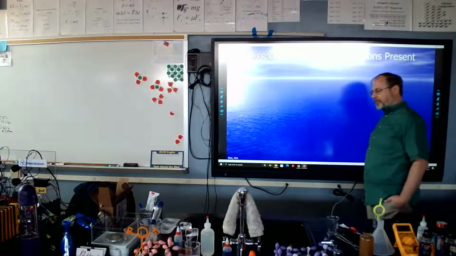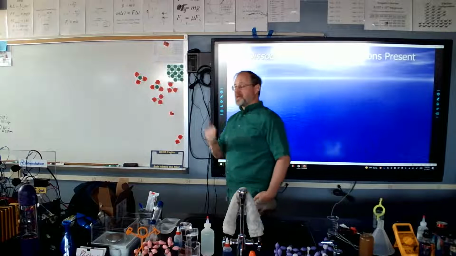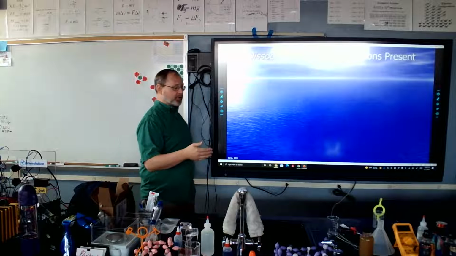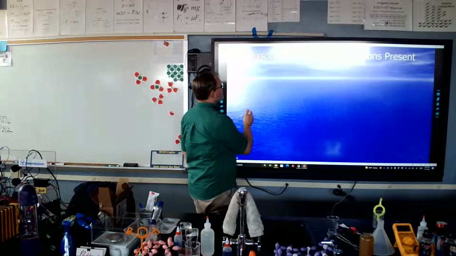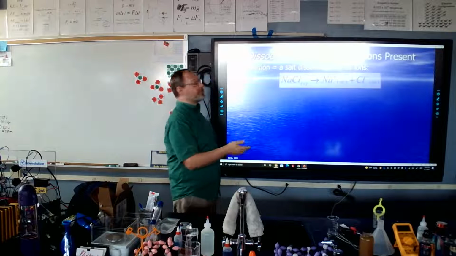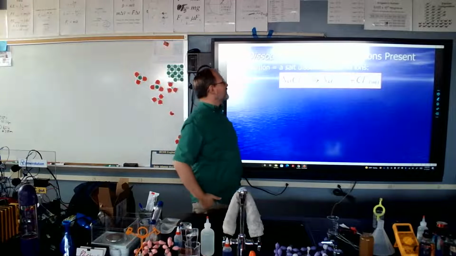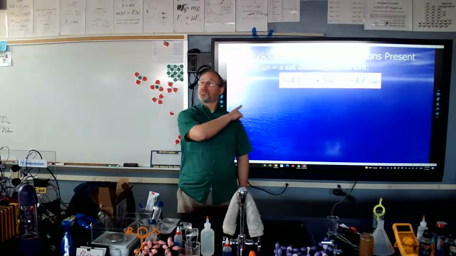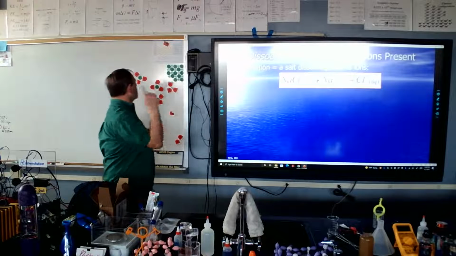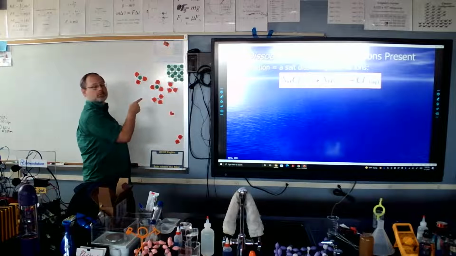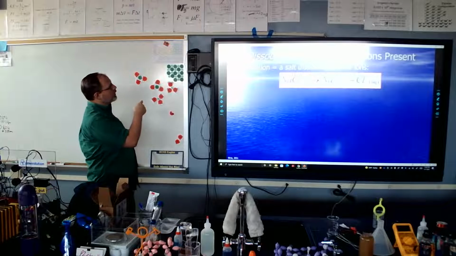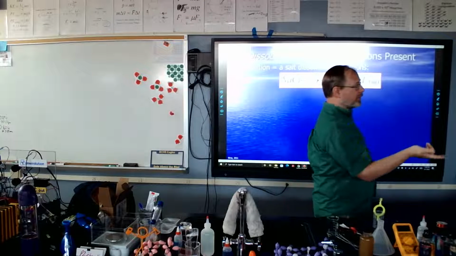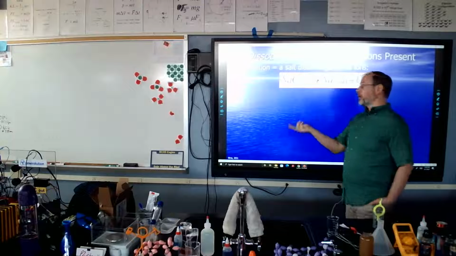Okay, so salts are composed of positive and negative ions. The positives are called cations, and the negatives are called anions. And when those salts dissolve into their ions, we get what's called a disassociation equation. That is a disassociation equation for sodium chloride. So the sodium chloride dissolves into its ions, sodium and chlorine.